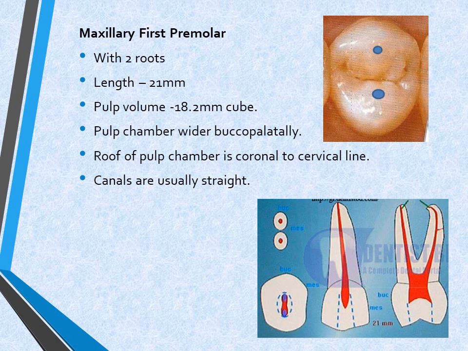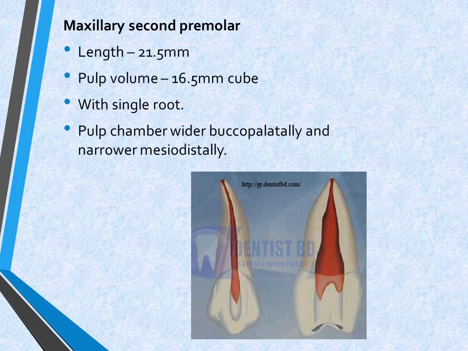This is seen wider buccopalatally when compared to mesiodistally of your maxillary anteriors. So this is why some people can get confused. Instead of going buccopalatally, sometimes they might go mesiodistally, because of which you will sacrifice healthy tooth structure. The canals are usually straight, and you will generally have two canals, the buccal and the palatal. The maxillary second premolar is a single root, and you generally have only one canal. You might have two also, but they will generally fuse at the end.